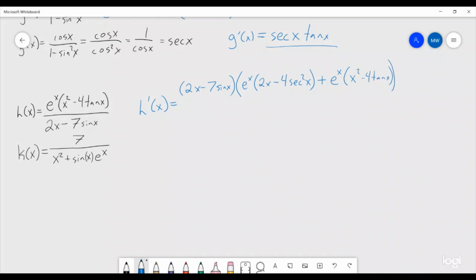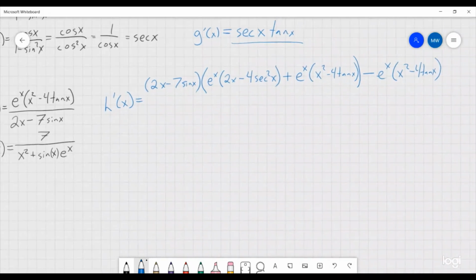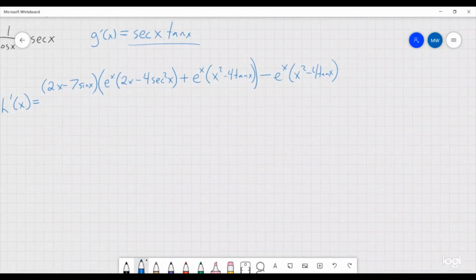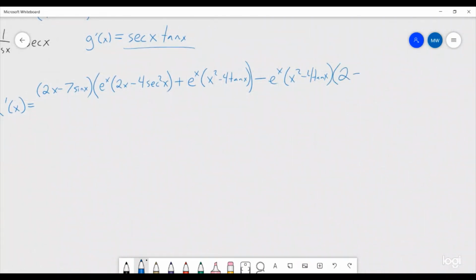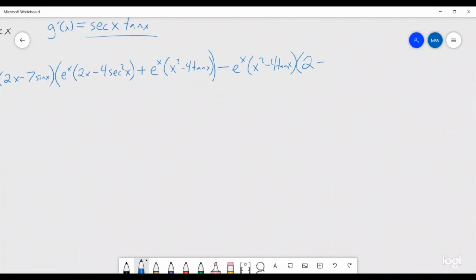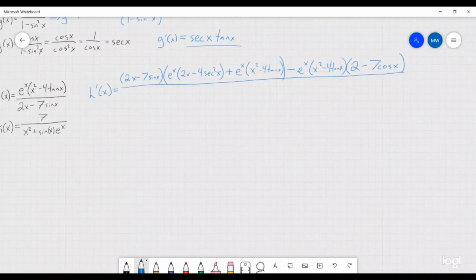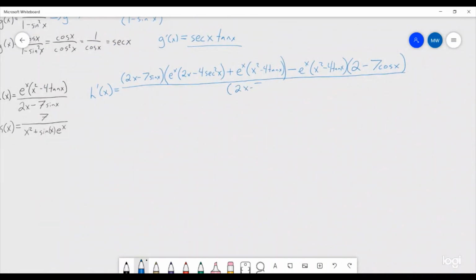So this is low d high. We still have minus high d low. So we still have a minus high, minus e to the x times x squared minus 4 tangent x. D low, so the bottom is 2x minus 7 sine x. So the derivative of the bottom is 2 minus 7 times the derivative of sine, that's cosine. So 2 minus 7 cosine x. And then this is all going to be over the denominator squared, so all over 2x minus 7 sine x squared.